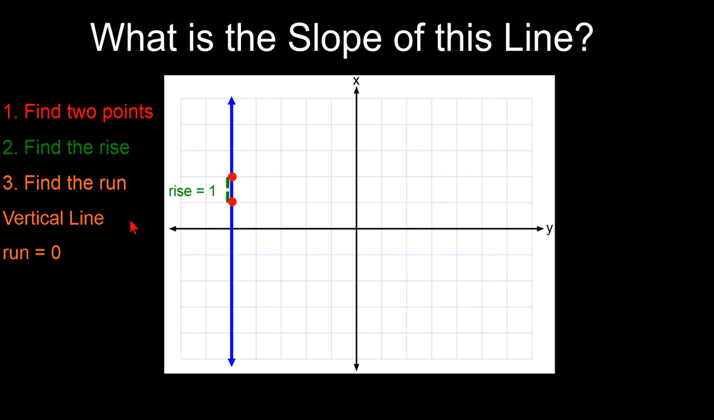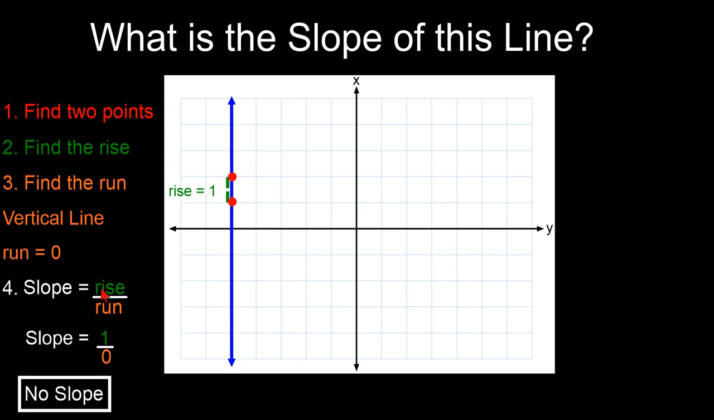Then lastly, we want to use our formula, rise divided by run. Our rise was 1. Our run was 0. And this is, again, a special case. Run is 0. You can't divide by 0. So 1 divided by 0 is undefined. So in this case, we get no slope. And this is true for all vertical lines. All vertical lines have no slope because they have a run of 0, and you can't divide by 0.